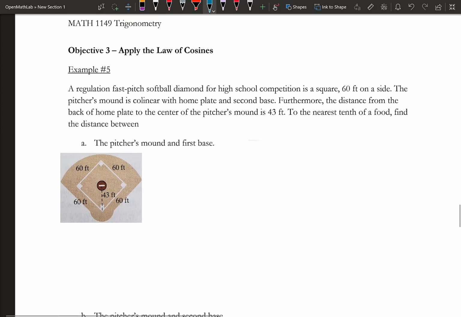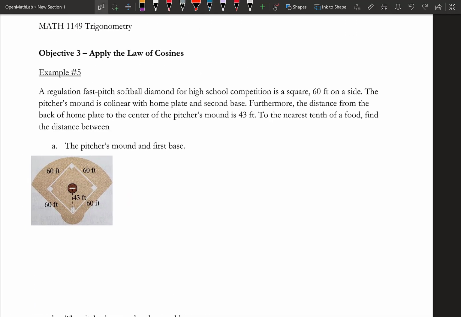Right? So now ready for objective 3. We're looking at applications of the law of cosines. I had to throw a baseball example in here. I probably have told you that baseball is a big part of my life and my kids' lives. So I guess it's a softball, but it's still similar to baseball.